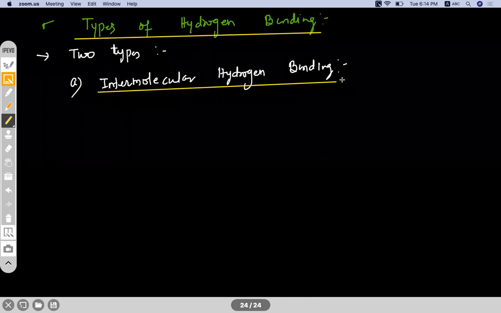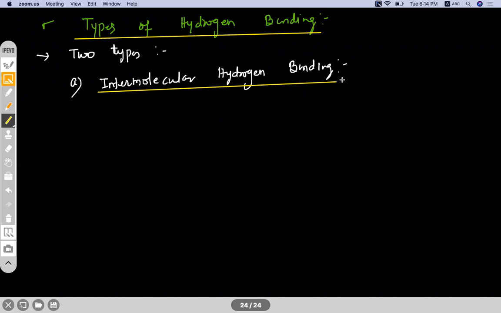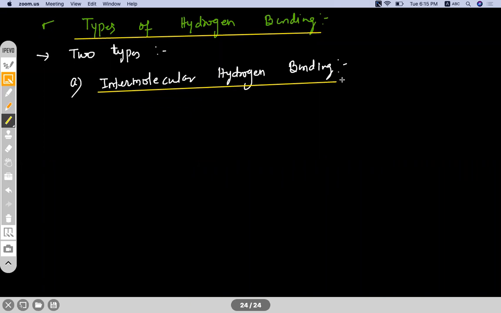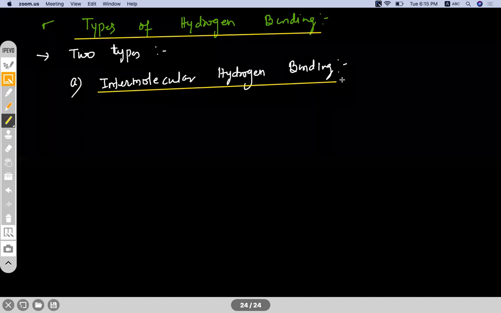Write down. This type of hydrogen bonding occurs when the hydrogen bond acceptor and the hydrogen bond donor are present in two different molecules. Or write down this way, are present in two molecules of same or different type.